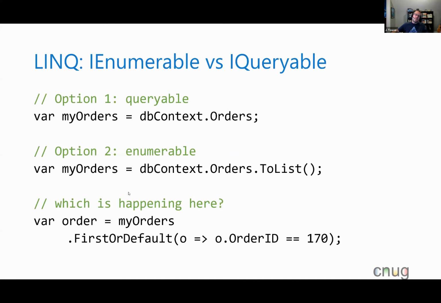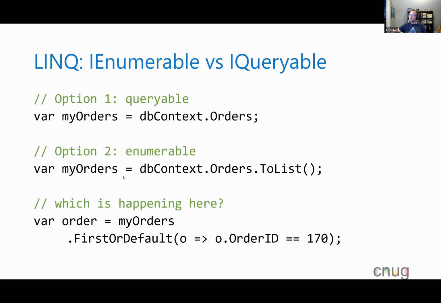So if you look at this last line of code I have on the slide, where I'm taking an object called myOrders and doing FirstOrDefault where the order ID is 170, you might assume that myOrders is an IQueryable object, and that's building a query which eventually is going to get run as a select against the database, select star from orders where order ID equals 170. But that really depends on which of these option 1 or option 2 lines appears before it.